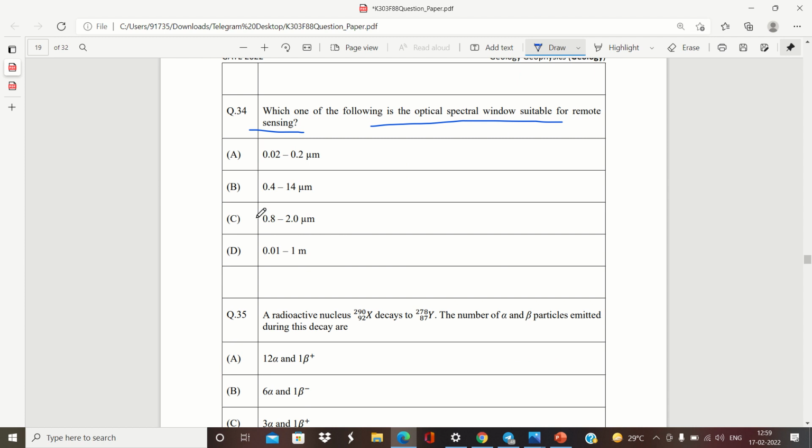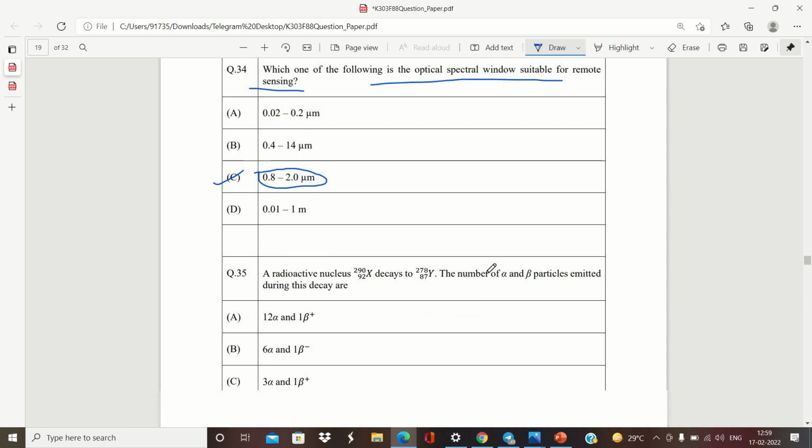So for me it is 0.8 to 2 micrometer. C is the correct option. So you have to look at the atmospheric windows, which window is open for what type of radiation. So all of these things you can look.